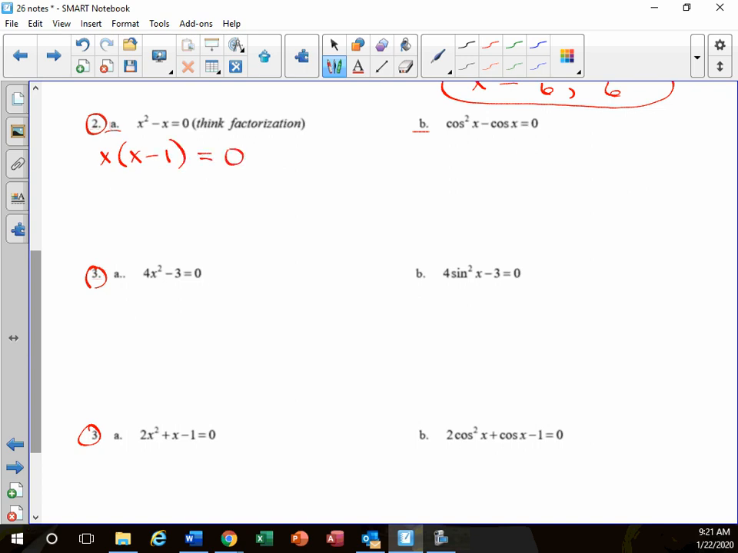Now guys, from here, do you remember how to solve? Yesterday, a bunch of people told me they don't remember this from Algebra 2. This is kind of crucial, solving by factoring. It's called the zero product property. You can set each factor equal to 0 to solve. So I have x equals 0 and x minus 1 equals 0. Those would be my two answers.